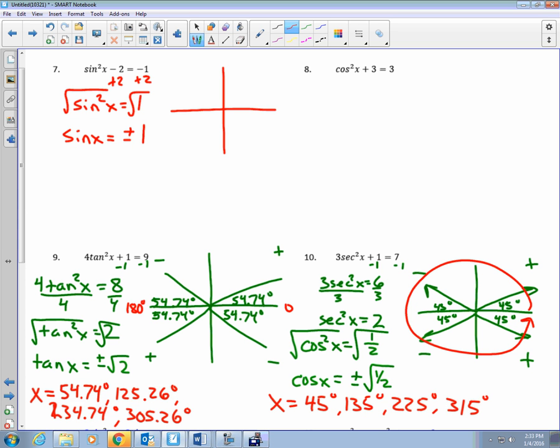Now, here's what's interesting. If you come up with a number like 1 or 0, you don't necessarily really have to make a reference angle. Sine has special values at certain locations. Do you remember what the sine of 0 is? Well, first of all, do you remember where sine is positive? So I will tell you that sine of 0 is 0. Sine of 90 is 1. Sine of 180 is 0. Sine of 270 is negative 1.